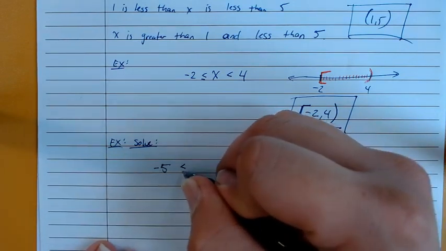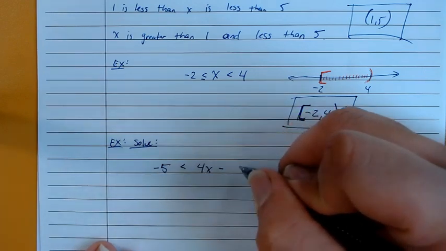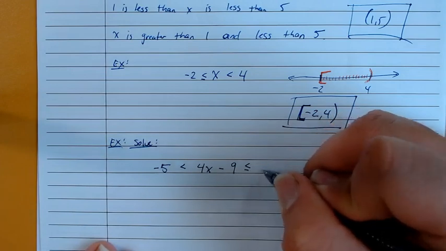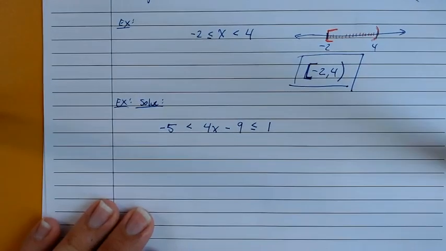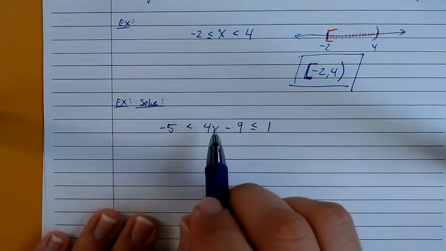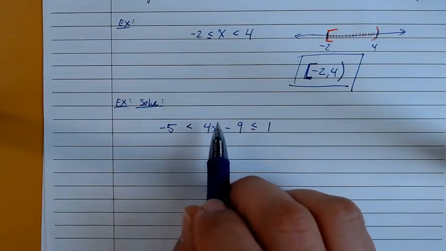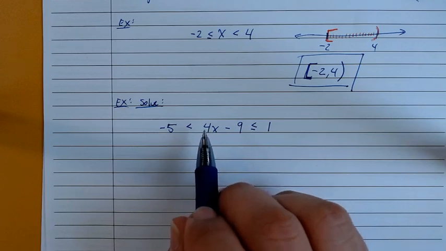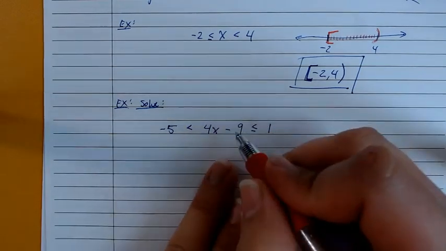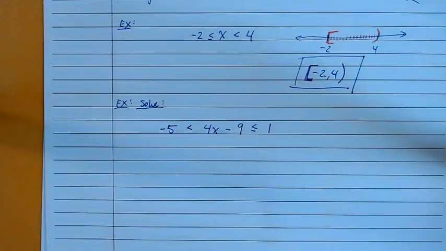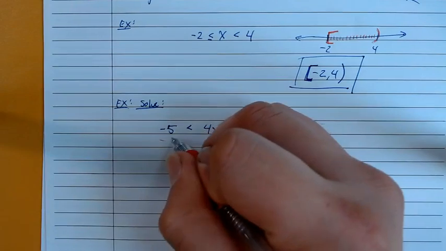-5 is less than 4x minus 9 is less than or equal to 1. Okay, again, we're trying to solve for x. Whether it be an equation or an inequality, x represents our solution or set of solutions. So if we isolate our x, that will tell us what our solution or set of solutions are. All right, so let's do that. Let's go ahead and add 9 to every part of our inequality. To try to isolate this x, let's get rid of that -9. And so, whatever we do to one part, we have to do to all parts.